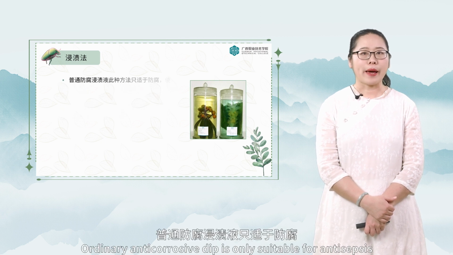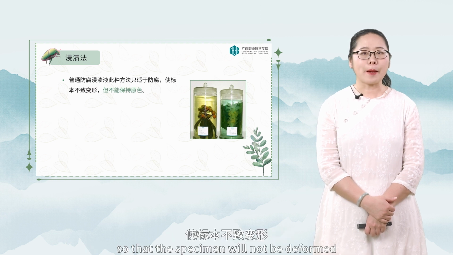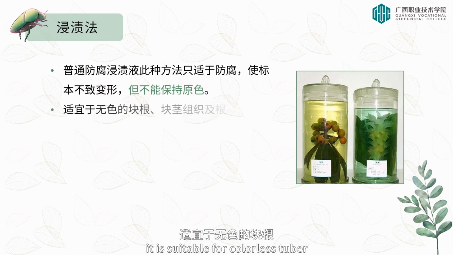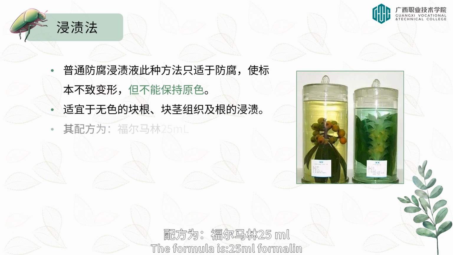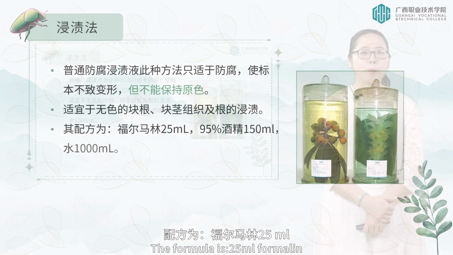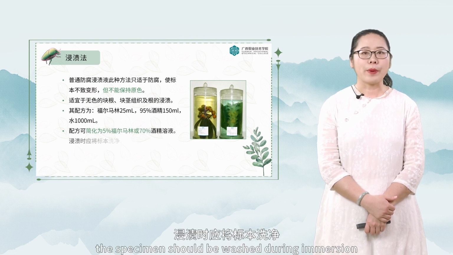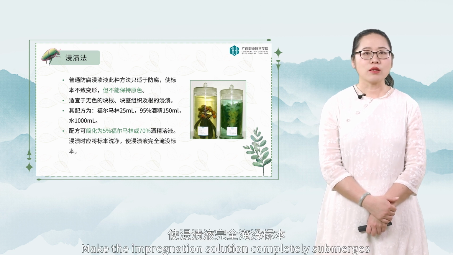Ordinary anti-corrosive dip is only suitable for antisepsis, so that the specimen will not be deformed, but the original color cannot be maintained. It is suitable for colorless tuber tissue and root immersion. The formula is 25 ml formalin, 150 ml 95% alcohol, and 1000 ml water. The specimen should be washed during immersion. Make the impregnation solution completely submerge the specimen.